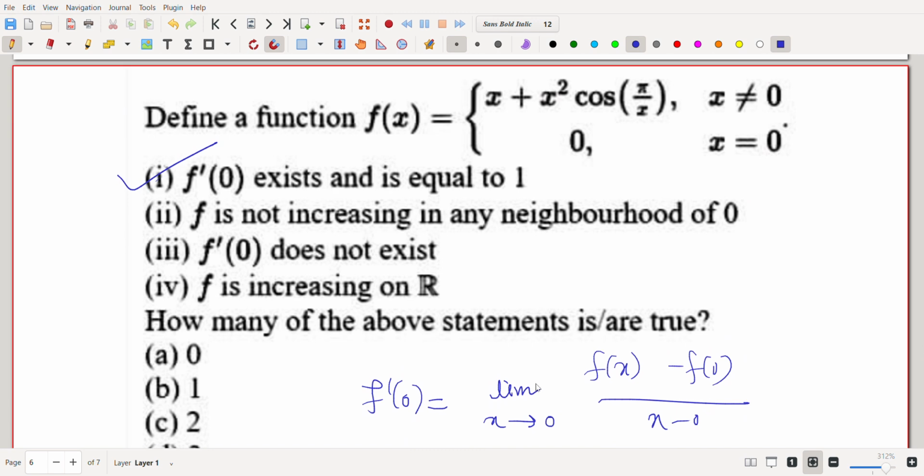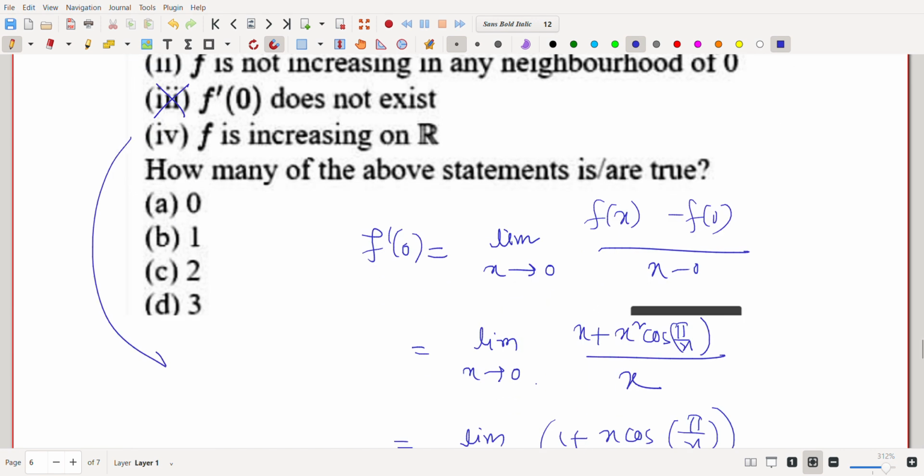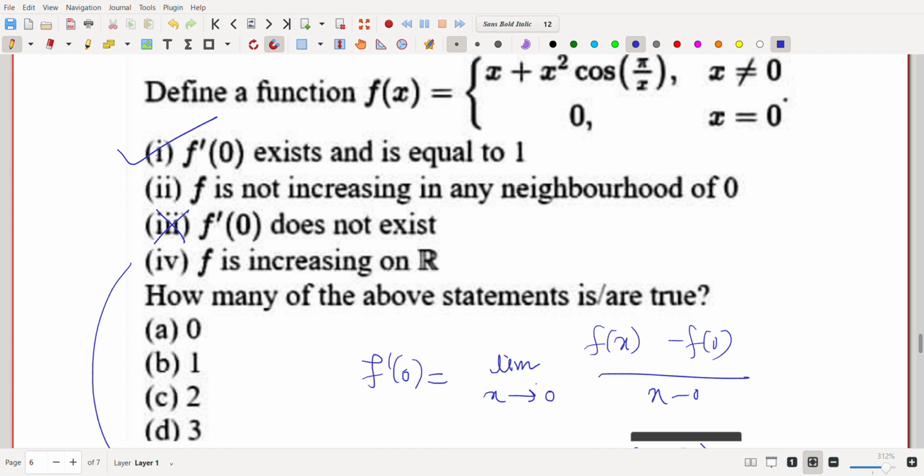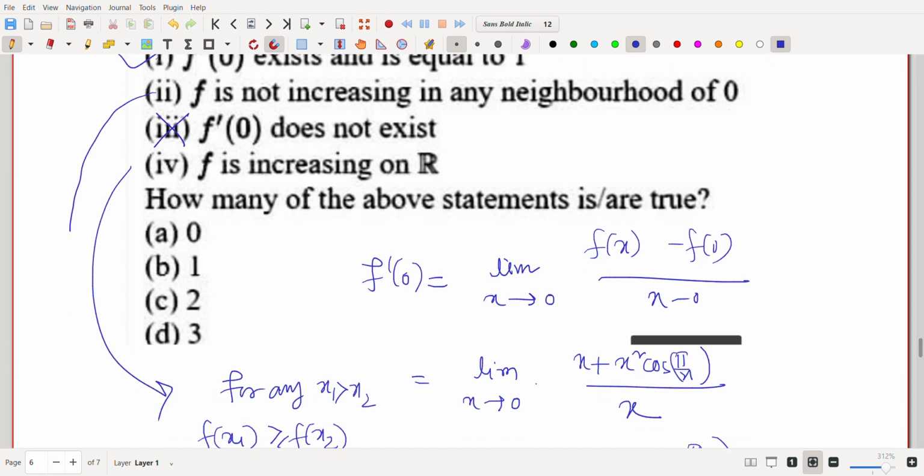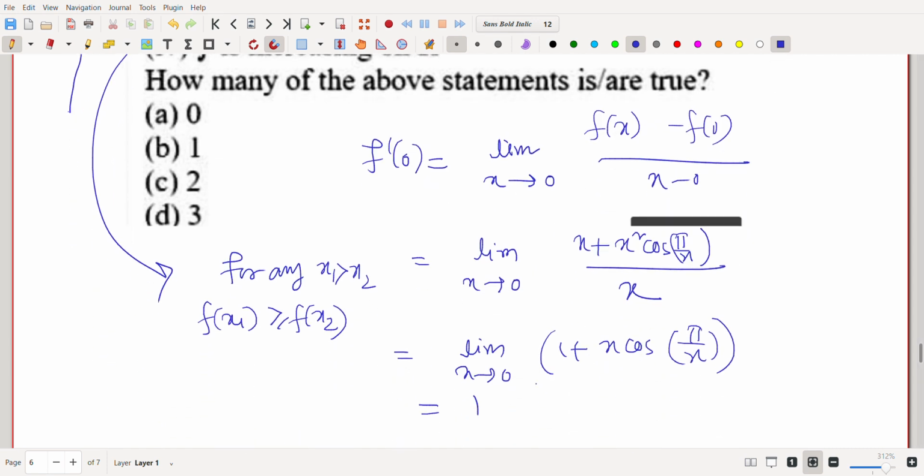Now the second thing is that f is not increasing in any neighborhood of 0. The third one is f dash 0 doesn't exist. So that is clearly false. And the fourth one is f is increasing on R. Say f is increasing on R. That means for any x1 greater than x2, f of x1 must be greater than f of x2, right? And suppose f is increasing in some neighborhood of 0.